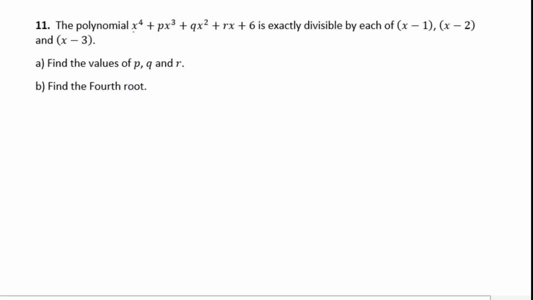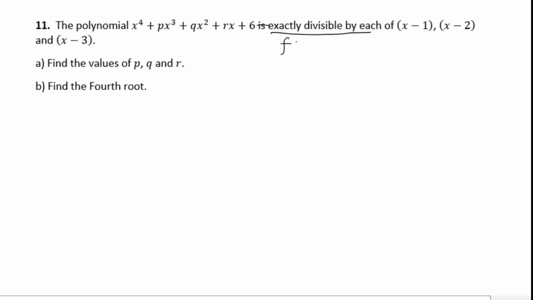The polynomial x to the fourth power plus p x to the third power plus q x squared plus r x plus 6 is exactly divisible by each of x minus 1, x minus 2, and x minus 3. Exactly divisible, which means x minus 1, x minus 2, and x minus 3 are the factors of this polynomial. In other words, 1, 2, and 3 are the roots of this polynomial.